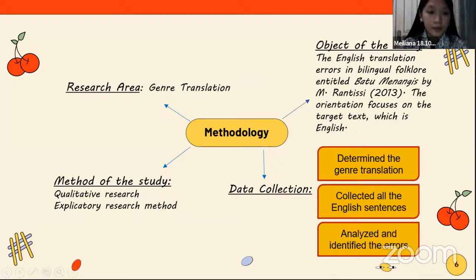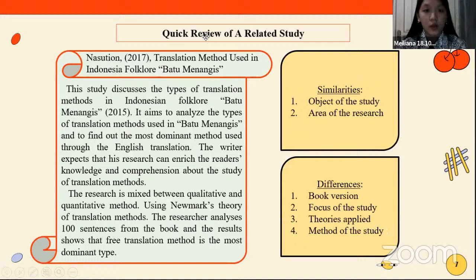So here is one of the literature-related studies that I used. This is from the Digital Repository, Universitas Negeri Medan. This undergraduate thesis is by Nasution. His study discusses the types of translation methods in the Indonesian folklore Batu Menangis. It aims to analyze the types of translation methods used in Batu Menangis and to find out the most dominant method used in the English translation of Batu Menangis.